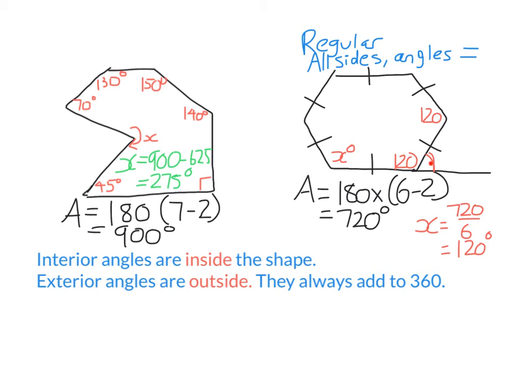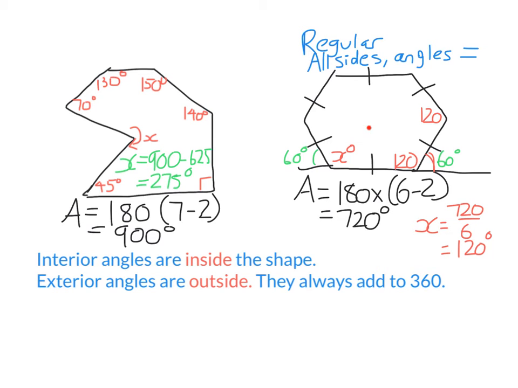So this angle here is just 180 minus 120. So I'm left with 60 degrees. So each of the exterior angles of this shape would be 60 degrees. So here, by the same logic, this angle would be 60 degrees and so on.